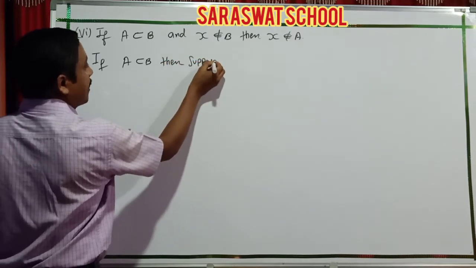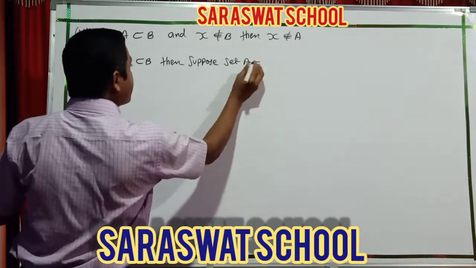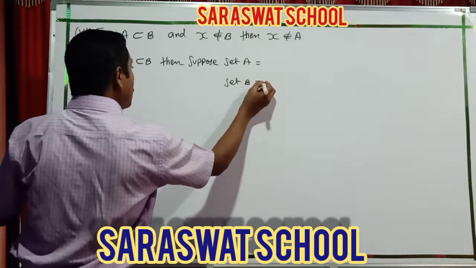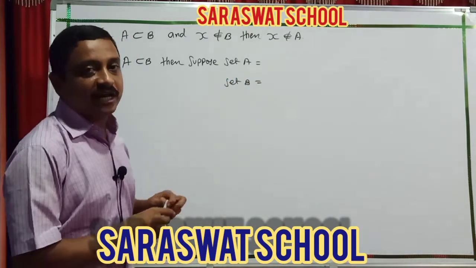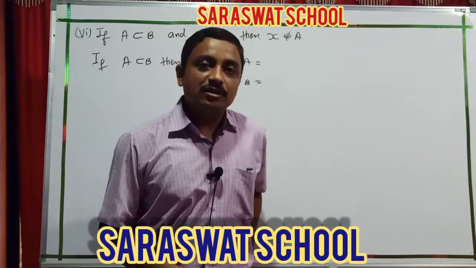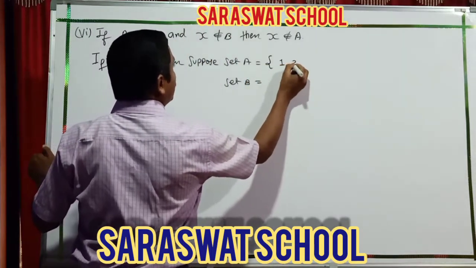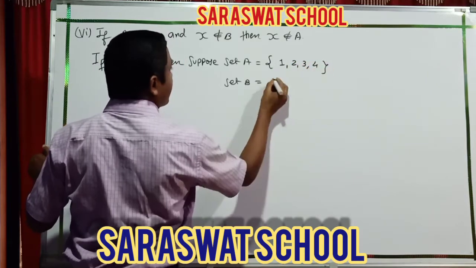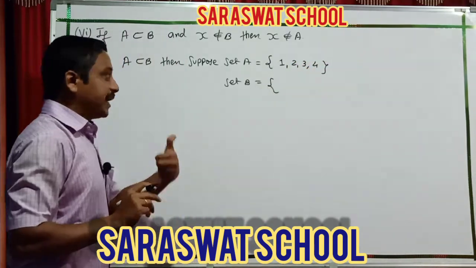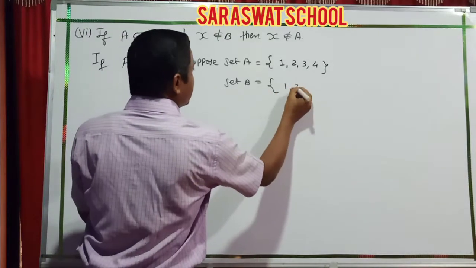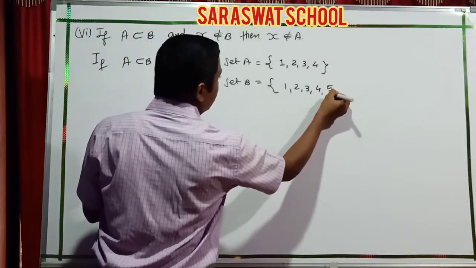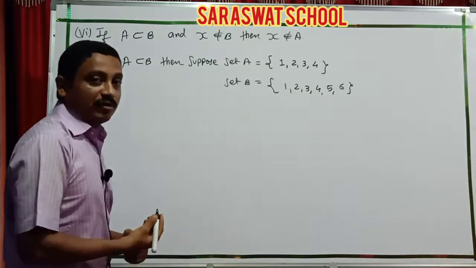suppose set A and set B. Only these two sets, students, I easily suggest. So what is set A? Set A is just an assumption: 1, 2, 3, 4, and set B is the one in which A is present as a subset. So necessarily you show 1, 2, 3, 4, but with different data, right? 1, 2, 3, 4, 5, 6.